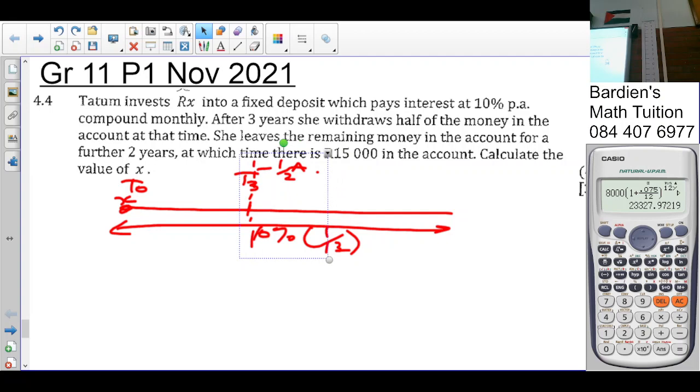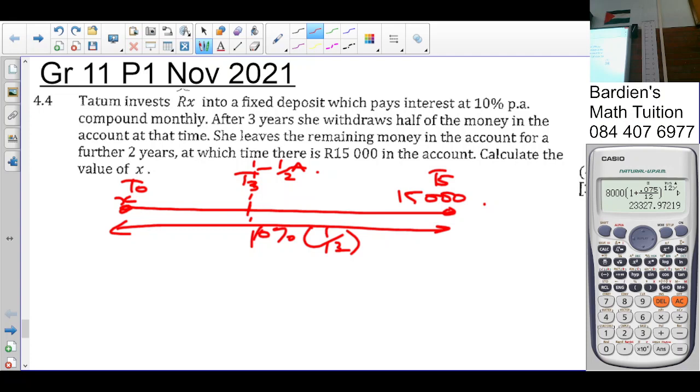She leaves the remaining money in the account for a further 2 years. It takes her to T5, at which there is 15,000 rand in the account. So she ends up with 15,000. You guys understand? The question is how much was put into the account.